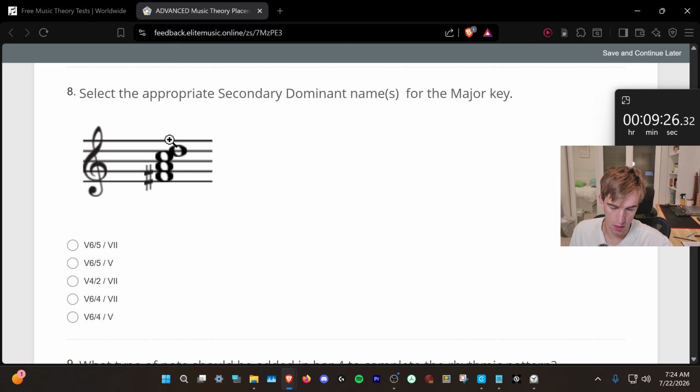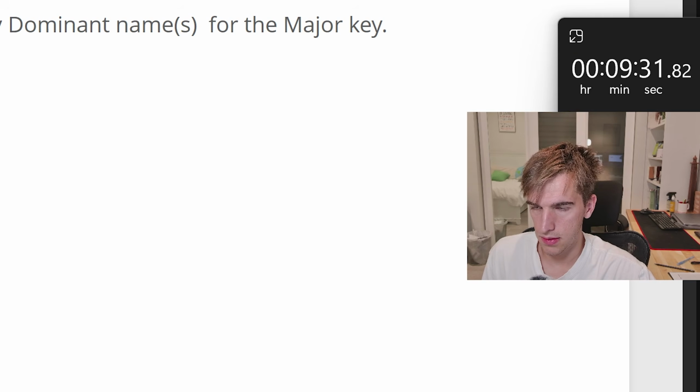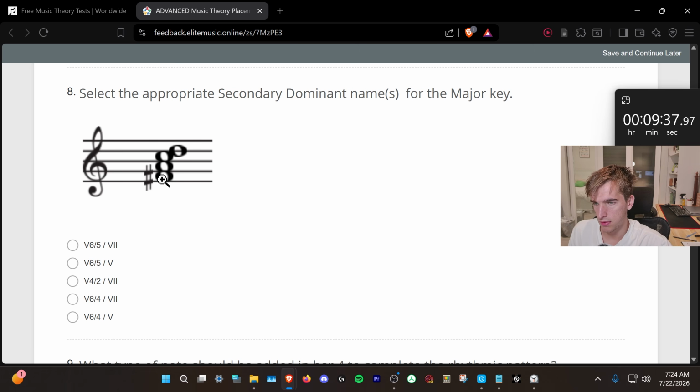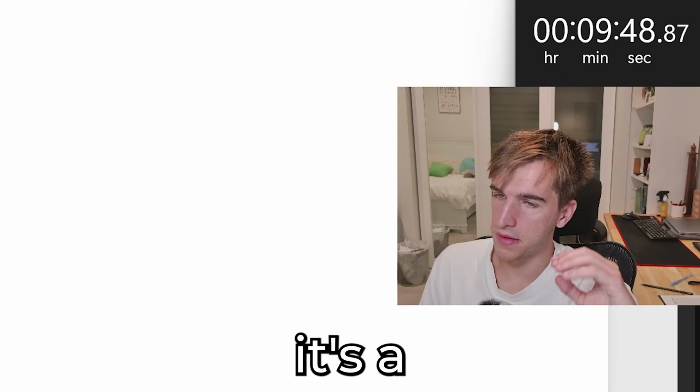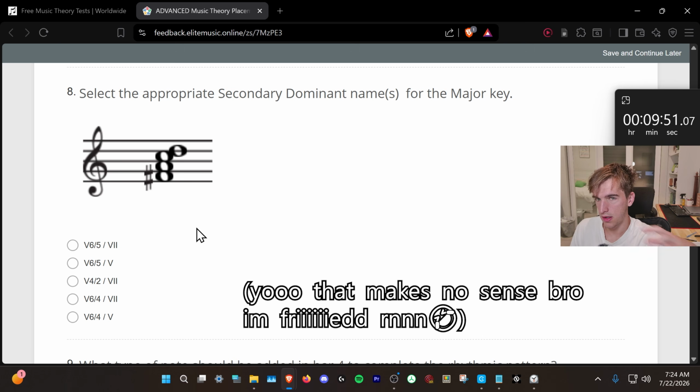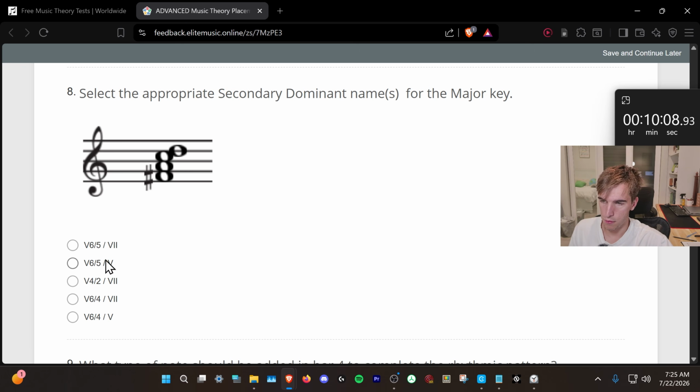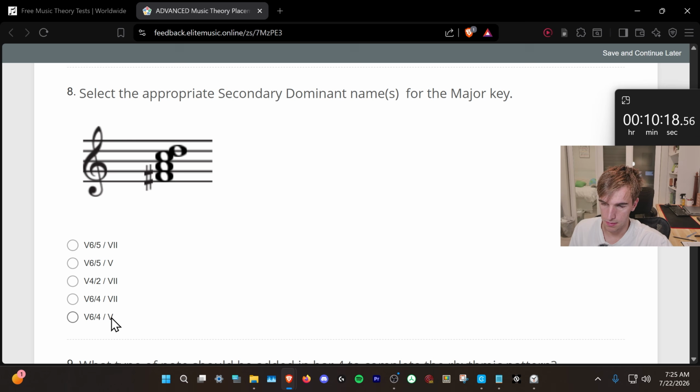Okay, I don't know this. Oh, it's D major 7. Yeah, it's just D major 7 with a bunch of inversions. Oh, if it's a 7th, then it's the 5th, right? A dominant chord is the 5th. It's the 5th, but is it 6-5 or 6-4? I have no clue what that means. We're gonna go with 6-4.